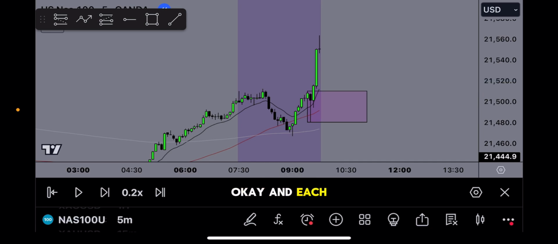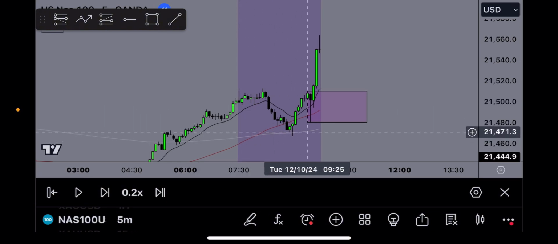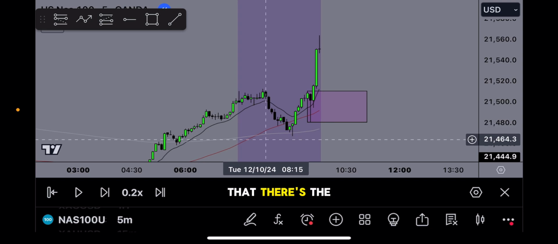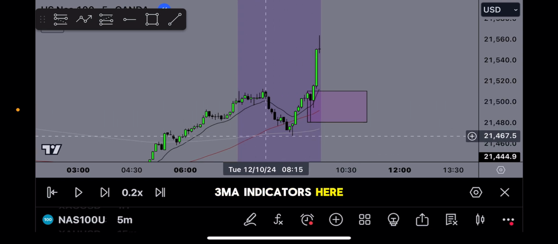Okay? And each session, there's a key right here. Each session, you're only going to find one or two high probability trade opportunities to make money off of. What do we also notice? We notice that there's the 3MA indicators here.